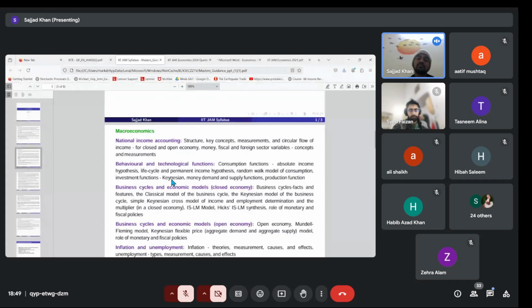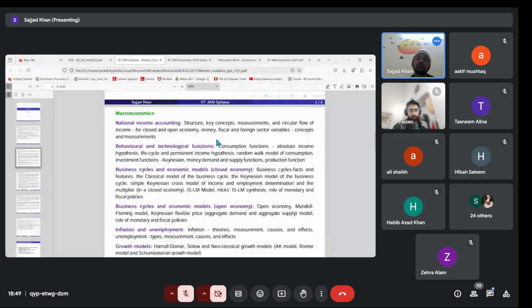Behavioral and technological functions: sometimes they ask numerical questions, sometimes a theoretical question in 1 mark, in the objective type question. So it is very important to know the absolute income hypothesis, life cycle hypothesis, and random walk function. I think the random walk model is not in the books we generally prefer, so we should Google it and know the basic properties of this random walk model.